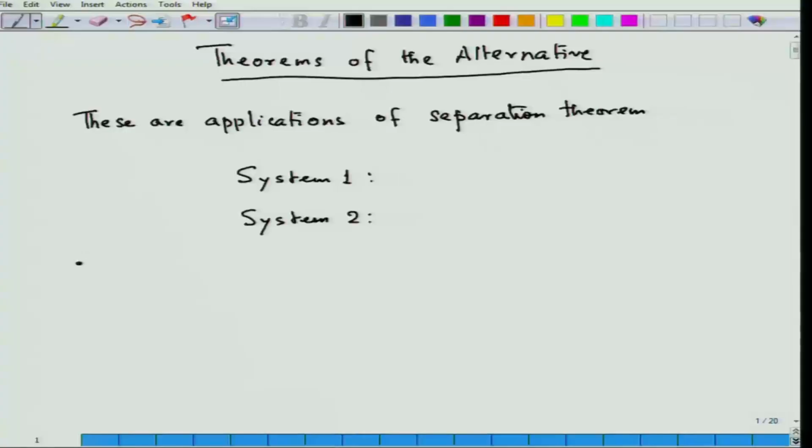If system 2 has a solution, system 1 does not have a solution, in the sense that if one of them can be solved, the other cannot be solved; both cannot be solved simultaneously. So, the goal is to show that system 1 and system 2 cannot be solved simultaneously.